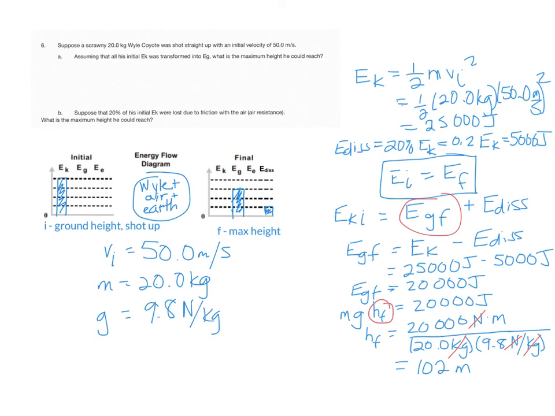So Wile E. Coyote's height is a little bit less when some of the energy is dissipated. It's not all converted to gravitational potential energy, so he won't go quite as high. And that's how we deal with our dissipated energy. It just is part of our final energy, and we can account for it in our law of conservation of energy equation.